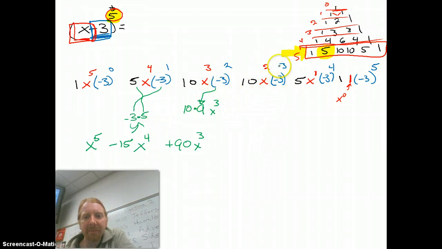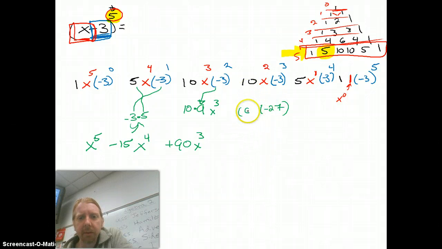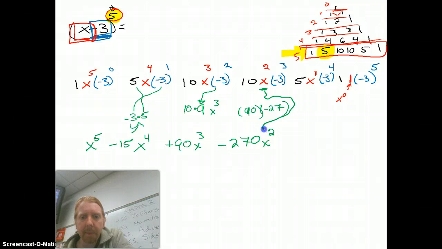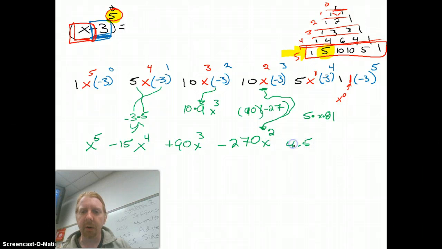And then next up, let's see, negative 3 to the 3rd, it's negative 27, isn't it? Yeah. And then 10. So that gives me minus 270x squared. And again, that x squared doesn't change any. Almost there. We got 2 terms to go. Let's see, negative 3 to the 4th. Now things do start to get kind of weird. That's 81. So 5 times x times 81. 5 times 81 is going to give me 405.